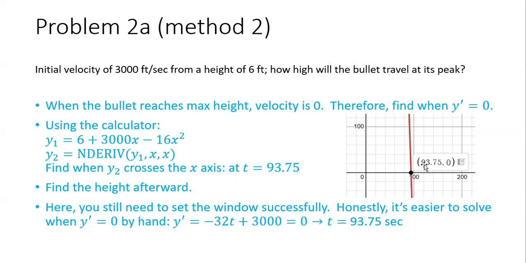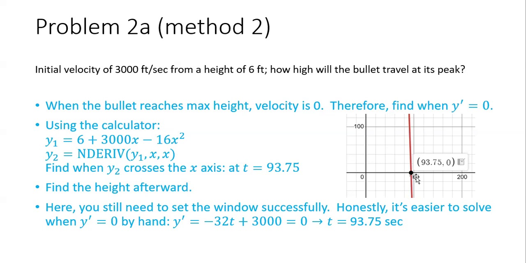So x is 93.75, something like that. Okay. And then after it, because we're asked how high, we have to plug t as 93.75 into our y1. We're asked for height. So you still need to set the window successfully because you still need to be able to get that x is 93.75. So you have to at least set it to 100 or something like that, probably.